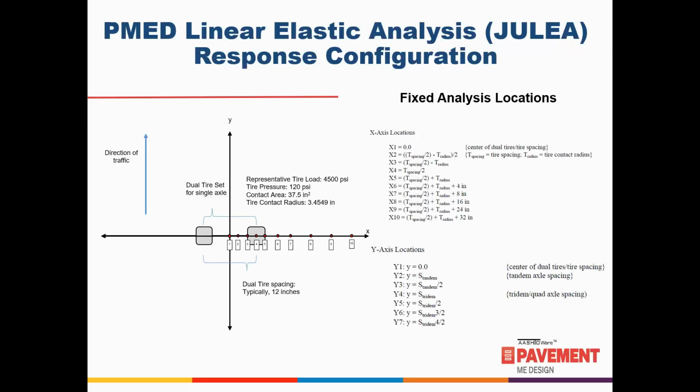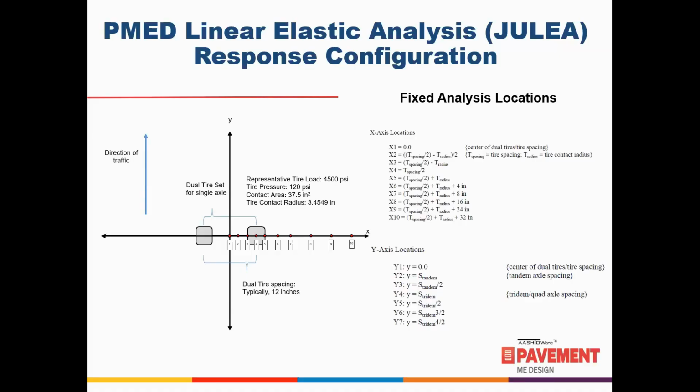And then you've got your average tire load, in the case of an 18 kip axle, is going to be 4,500 per tire because you have 4 tires on a single axle. And tire pressure default is usually going to be around 120 psi. Based on the tire pressure, the program will calculate what the contact area and the tire radius is.